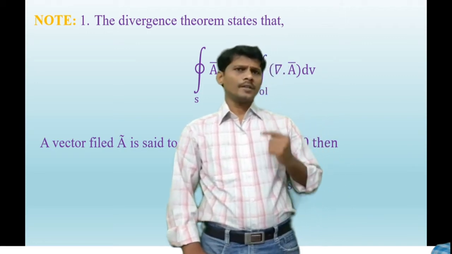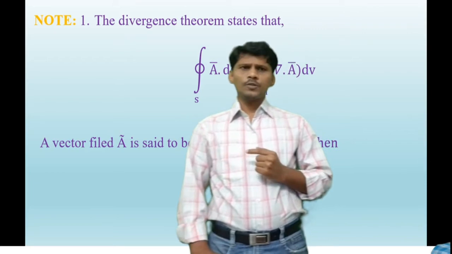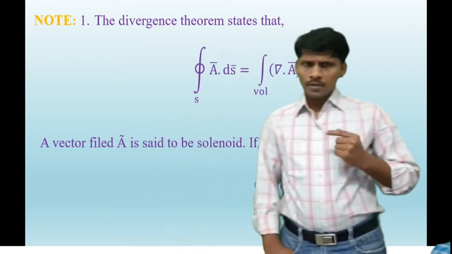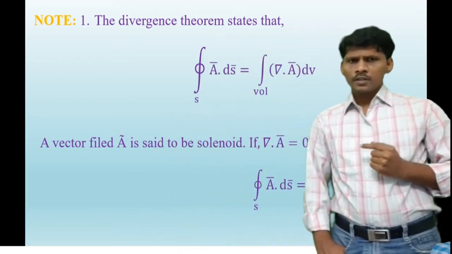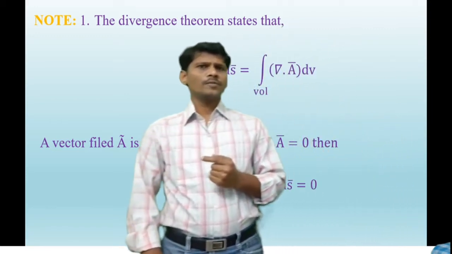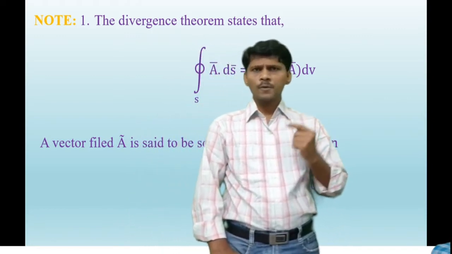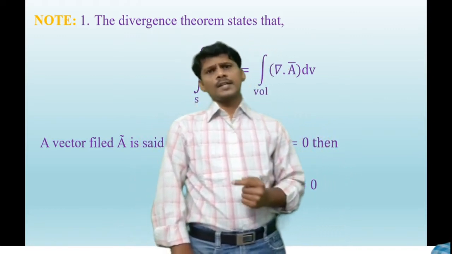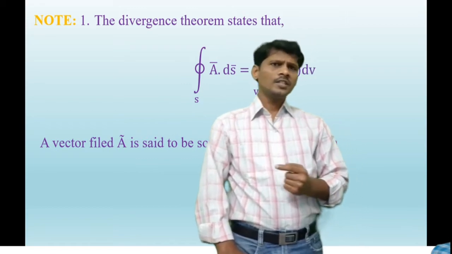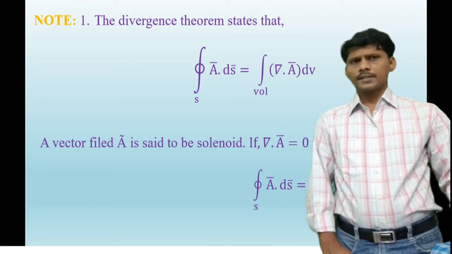Any vector field A bar is said to be a solenoidal field if del dot A bar is equal to 0. If del dot A bar is equal to 0, then closed surface integral of A bar dot ds bar is equal to 0. This is a very important statement in electrostatics, in engineering electromagnetic concepts.